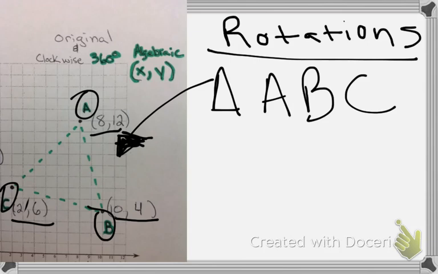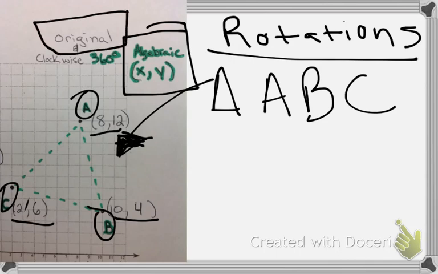Also, make sure that you put on here algebraic representation and put the original, and don't worry about the clockwise 360 just yet. I'll explain that when we get there, okay? So make sure you have everything that is on here, and we'll go to the next figure.